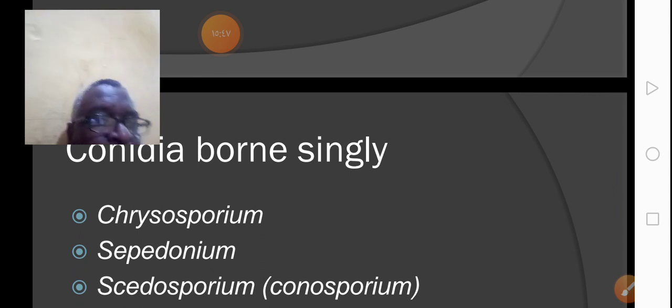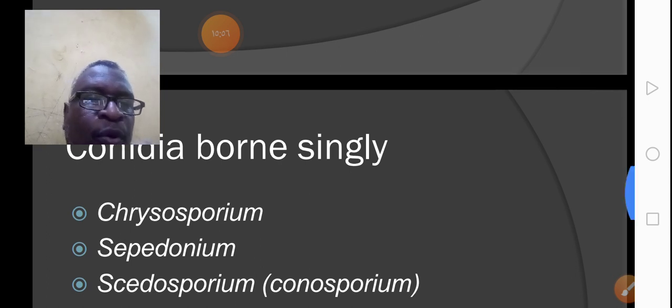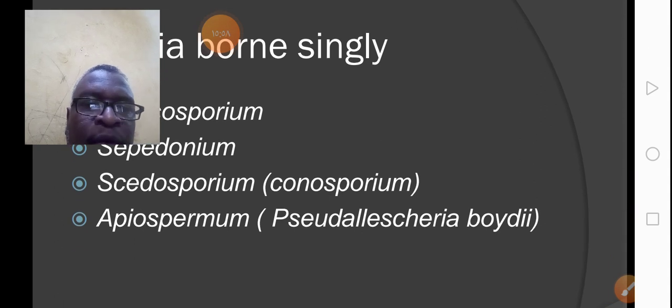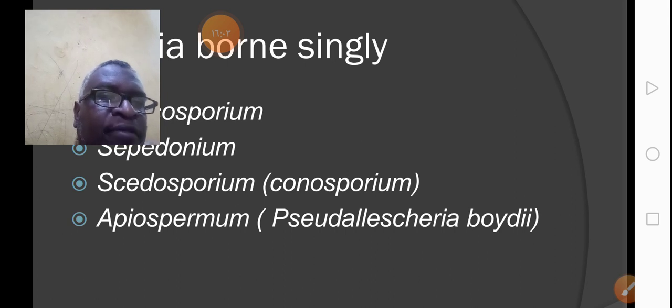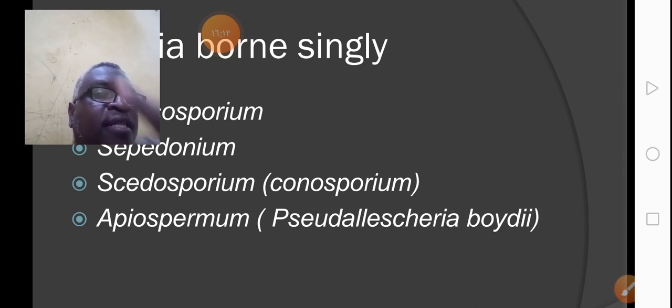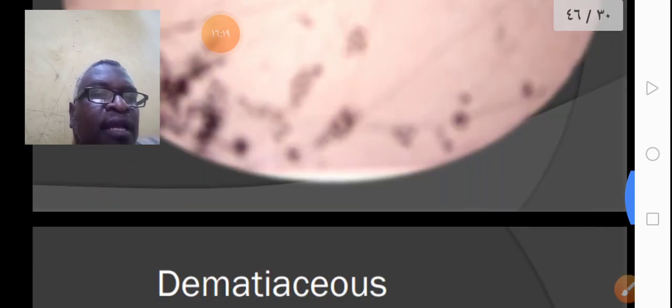As we say, septated hyphae have conidia born singly, like Scedosporium, Sporothrix, and Scedosporium or Monosporium. We have Pseudallescheria; this is the recent classification name. Scedosporium means Pseudallescheria boydii. All these genera reproduce conidia only in the single form, and this is exactly as you see, a single conidium.